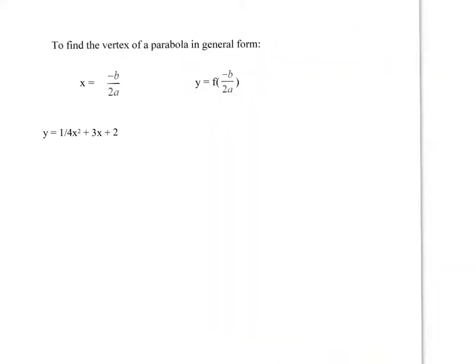Okay, there are several ways to find the vertex of your parabola when it's given to you in general form. The way you probably remember the most is to use the equation x equals negative b over 2a.